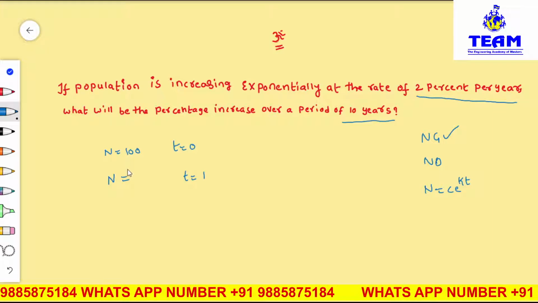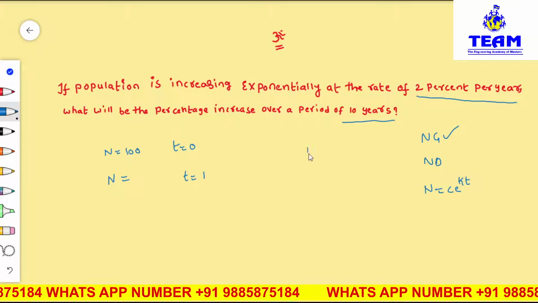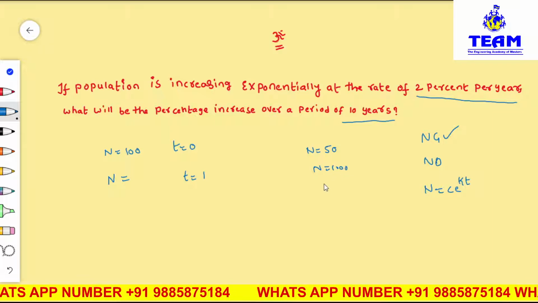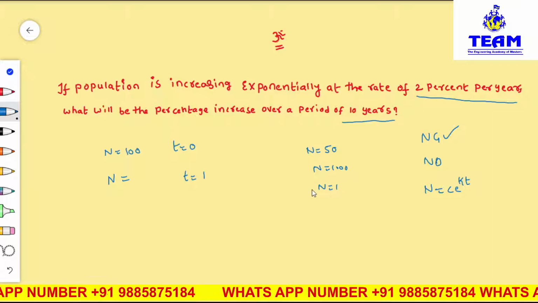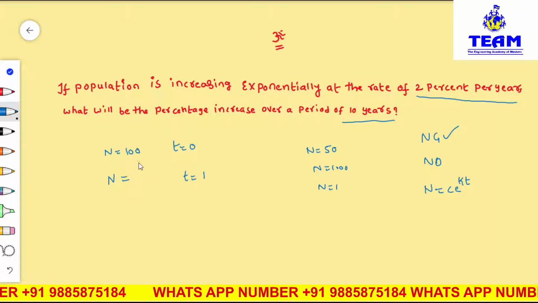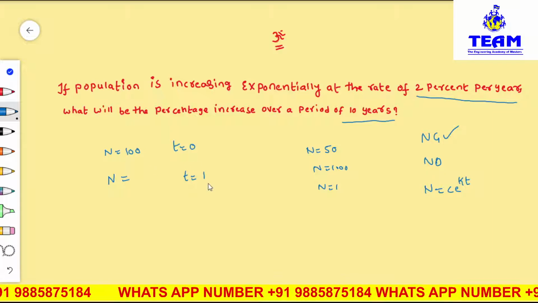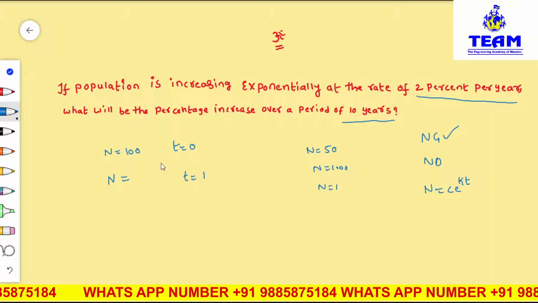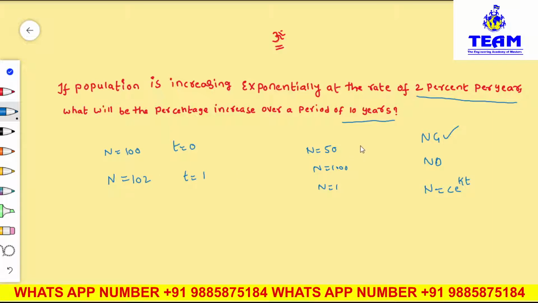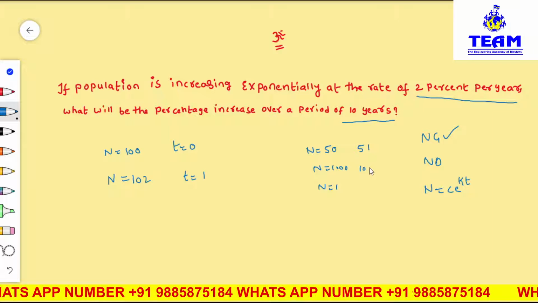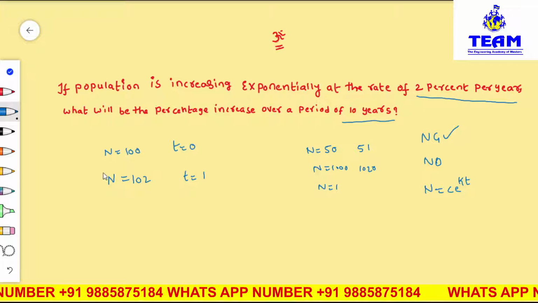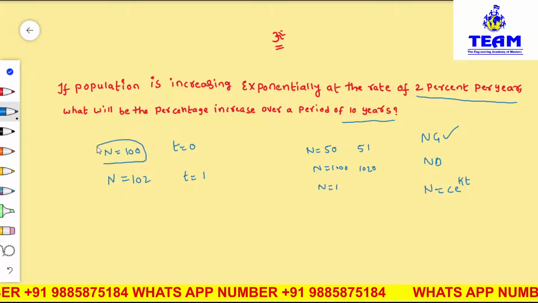Sir, why are you considering N as 100? You can take an N value of 50, 1000, or 1, whatever it may be. You can consider anything. This is the original population I am considering. After 1 year it increases 2%: for 100 it is 102, for 50 it is 51, for 1000 it is 1020. You can take any one of them, it is not an issue. I am considering N as 100. Is it clear for everyone?